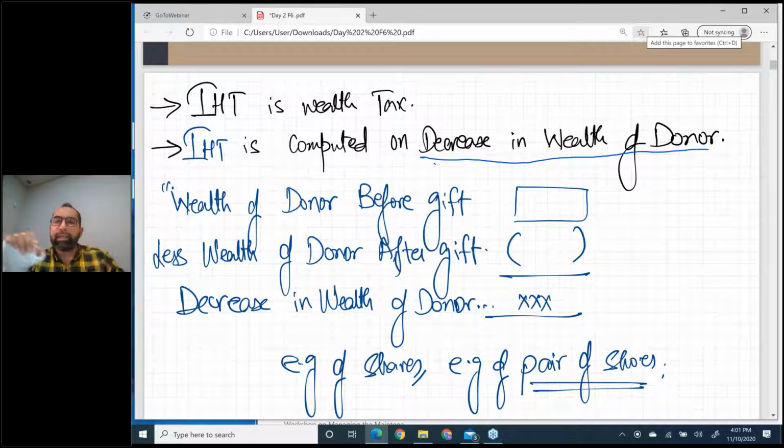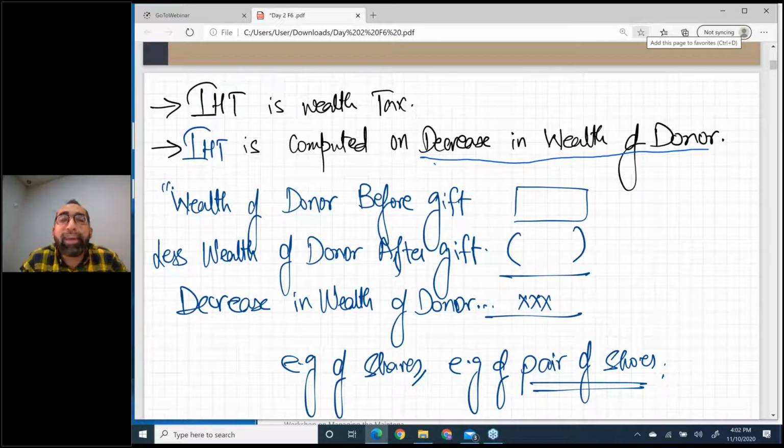of donee. But a student can ask, sir, if you are giving this pen to your son, this pen is going out of your pocket and going inside the pocket of the son. So the increase in wealth of donee equals decrease in the wealth of donor. Yes, in this case you are right, but not always. You might have heard the example of the pair of shoes. If the pair is combined, the value is different. But if I separate them, right shoe and left shoe, the value is definitely different, right? So that's why the tax department has made this law that IHT is calculated on decrease in wealth of donor.